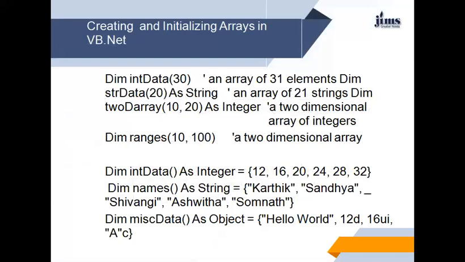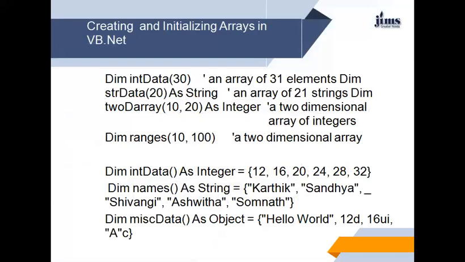Now see, as we know, to represent a variable we use Dim. So Dim data(30) as Integer. Now here we are providing an index element. So this integer data is an array of 31 elements. The last element will be n. Since we start from 0 to 30, it will be 31 elements. Similarly, Dim data(20) as String, so it's a string array of 21 strings.